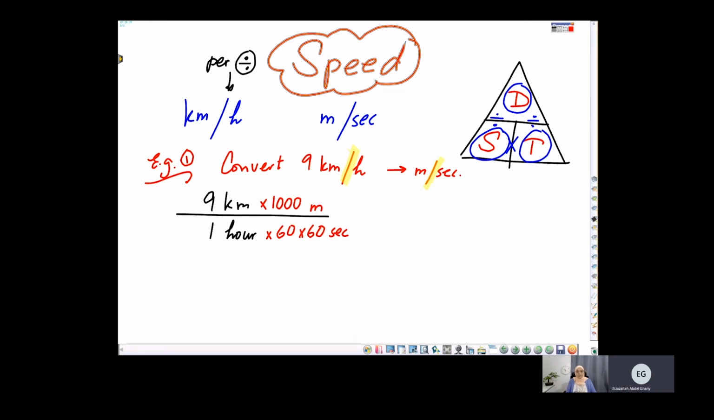What's the need of the 1? The 1 is invisible. I just write it because I need to multiply what by 60? Shall I write a 0? Of course not. So you write equal. It will become 2.5 meters per second. And then we'll take another example.